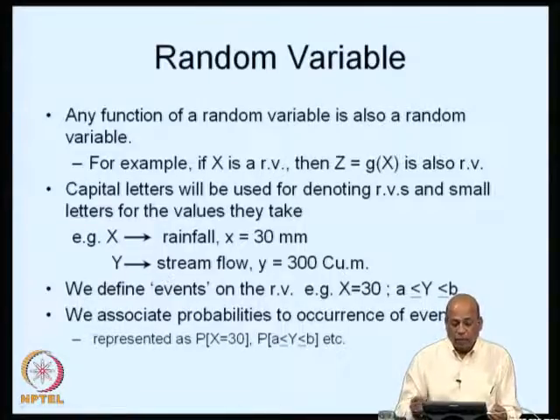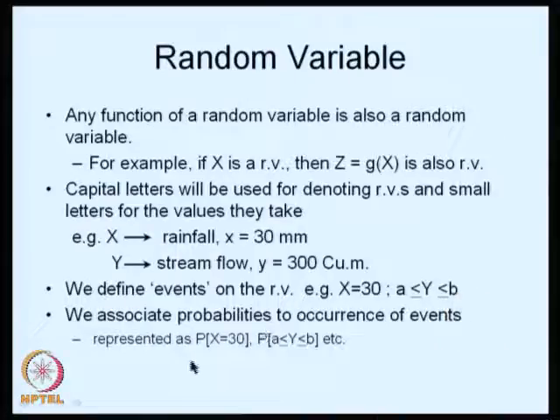And we define events on the random variable. For example, we may say X is equal to 30 is an event and Y lies between a and b is an event, and we associate probabilities to occurrence of such events, and we represent these as, for example, probability of X being equal to 30, probability of Y taking on values between a and b, and so on.